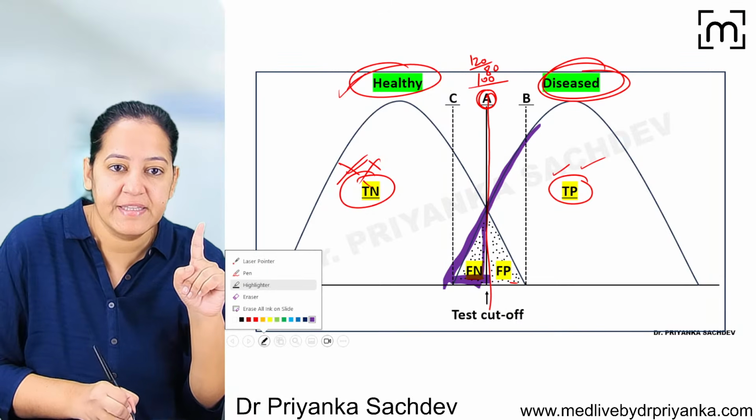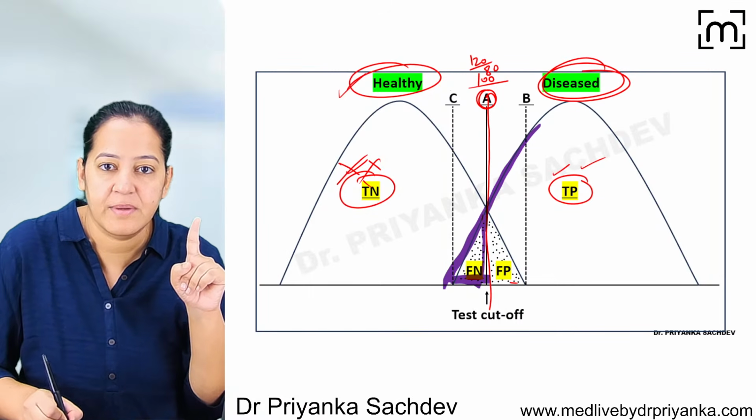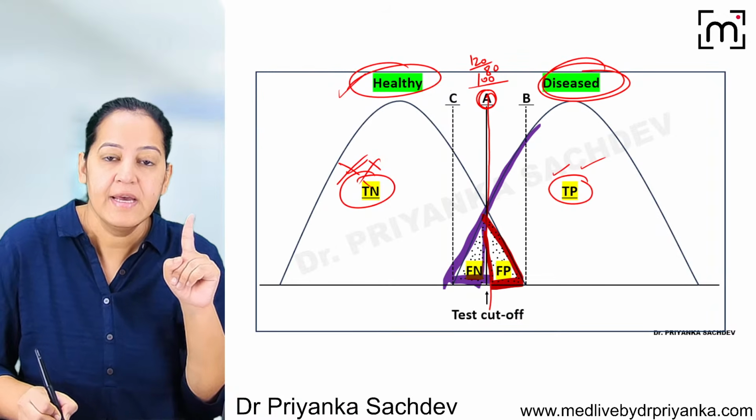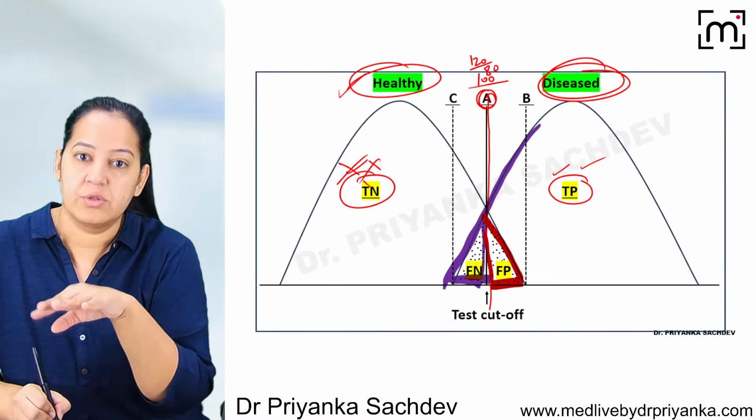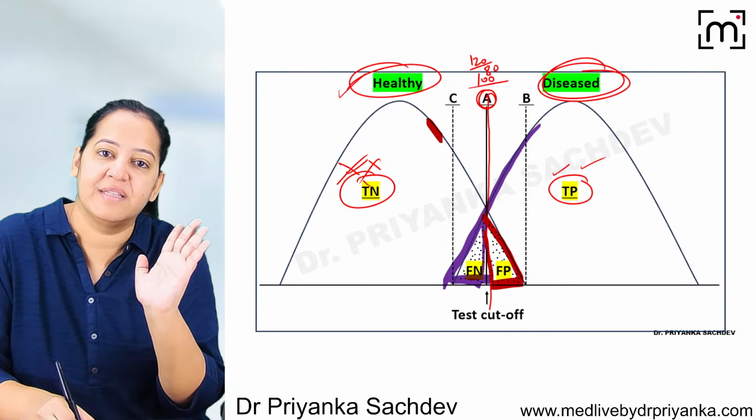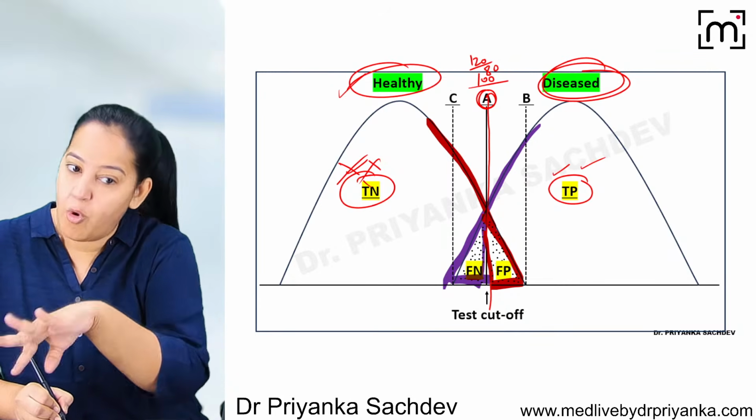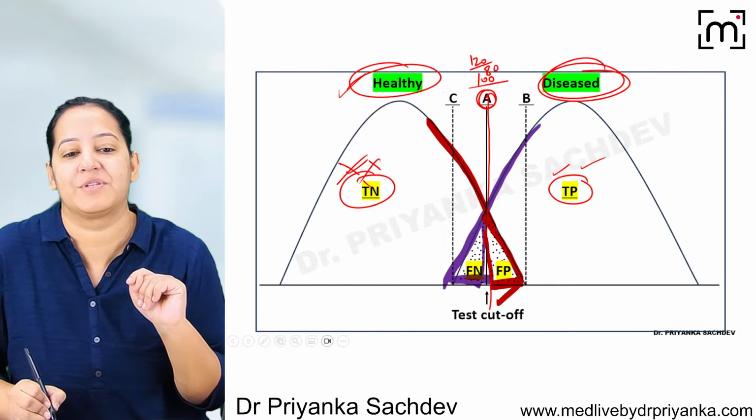And can you see this category? This one I am talking. So they are above the cutoff, so they are positive, but actually they are healthy. You can see they are healthy people, but they are above cutoff. Since they are above cutoff, they are falsely positive.